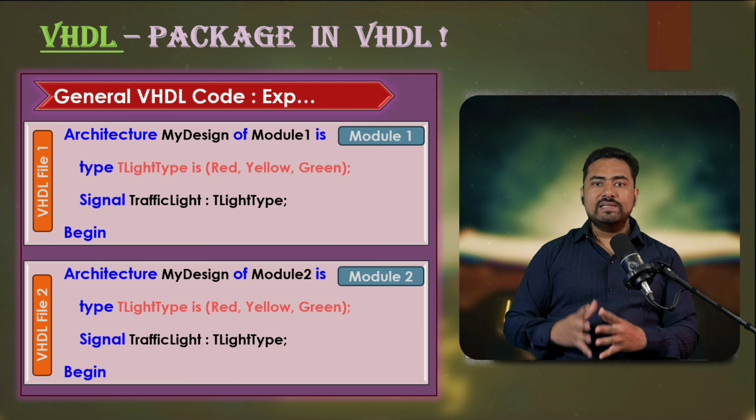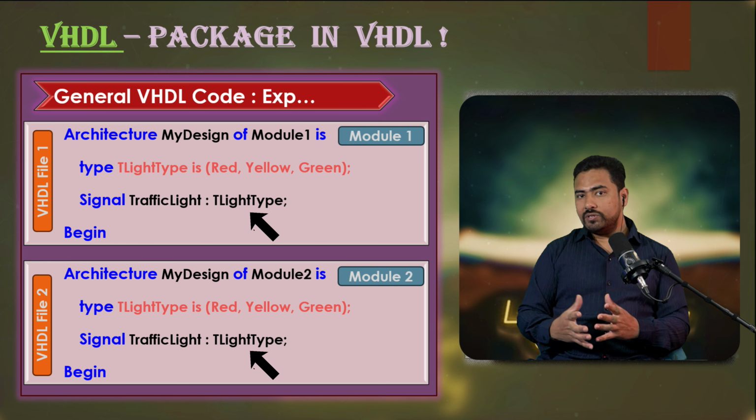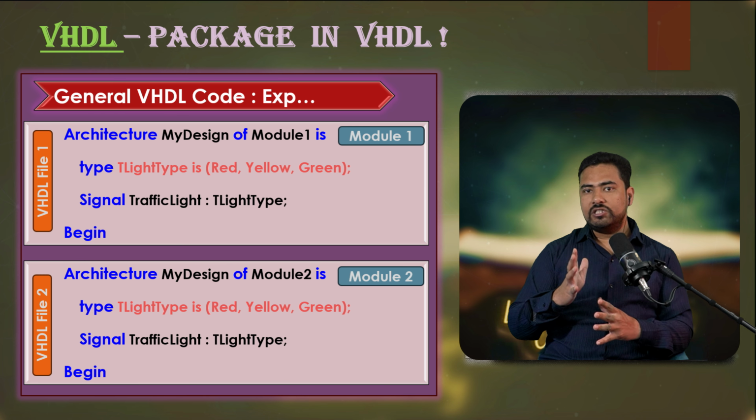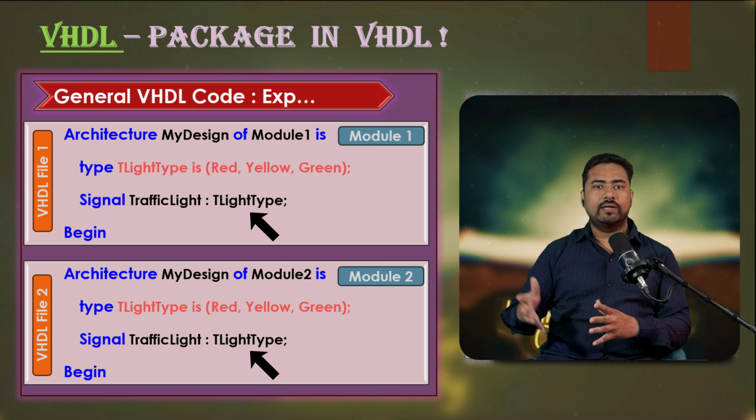So in both files, I had to declare this tlight type in both the files individually if they are going to be used in these projects. So in each file, we declare this tlight type data type, followed by the signal declaration using this data type.